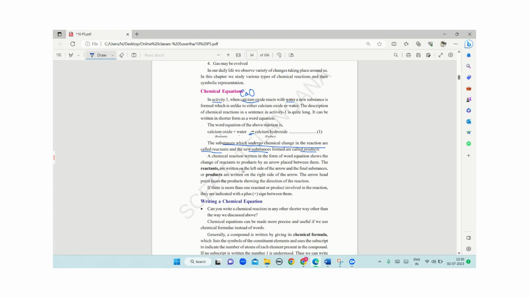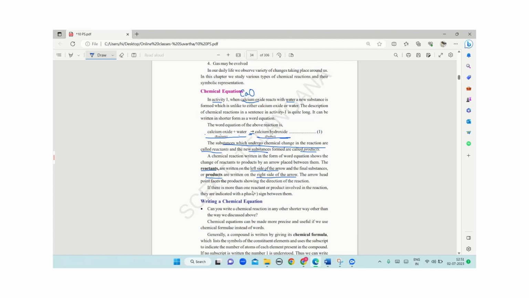Placed between them. The reactants are written on the left hand side. So what are these reactants? And the final substances, we call them products. Where are they written? On the right hand side. Underline reactants, underline left hand side of the arrow, underline products, underline right hand side of the arrow. When you underline these points, it will help you in preparation.